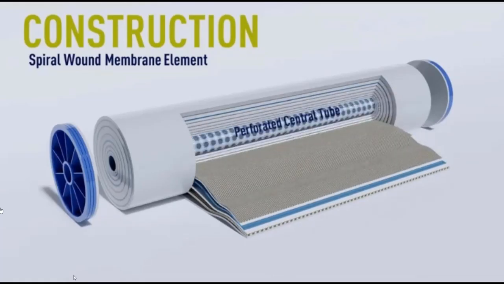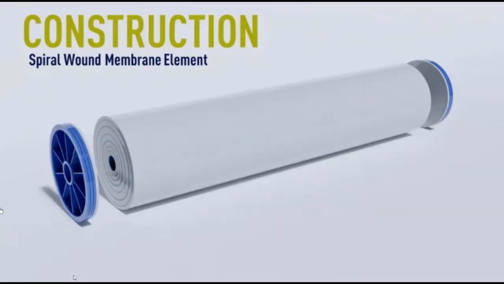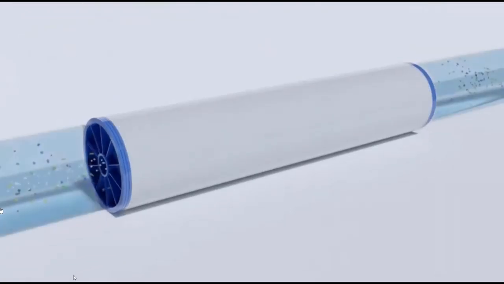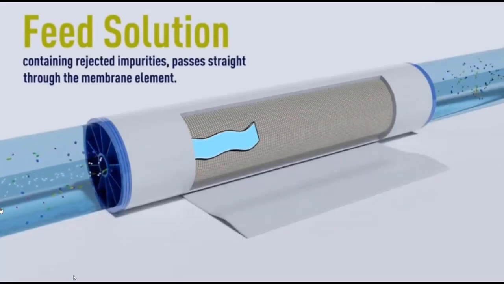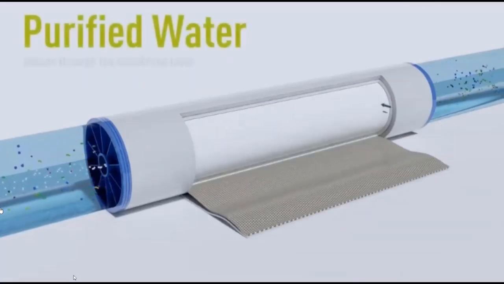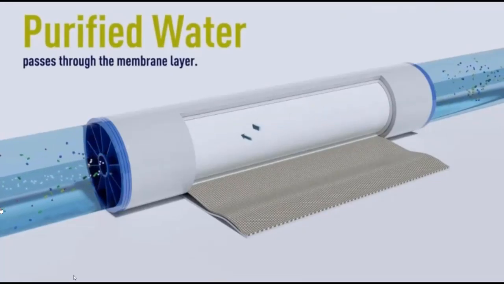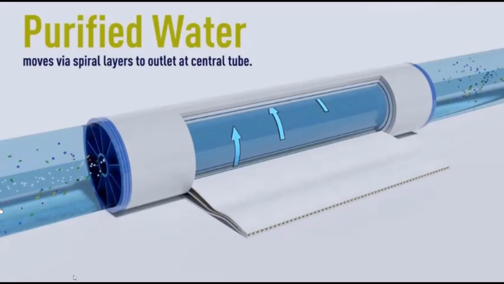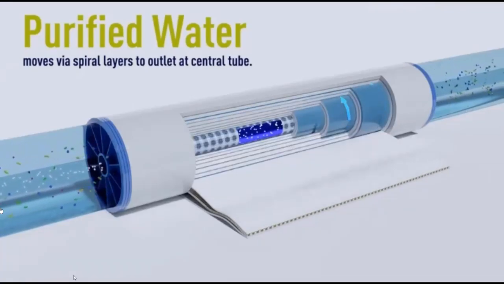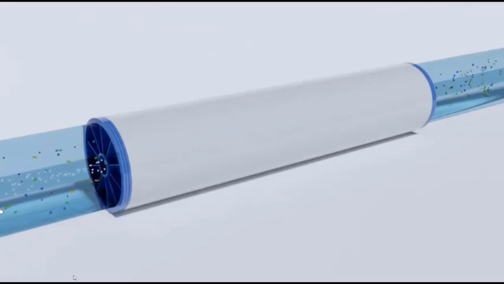Wrapped around the permeate tube are layers and layers of polymer-type material that make up the actual membrane. Water flows through these layers in a spiral direction, separating contaminants from water and sending these contaminants to the drain as concentrate. The separated purified water finds its way to the permeate tube and is stored and used as purified RO water.